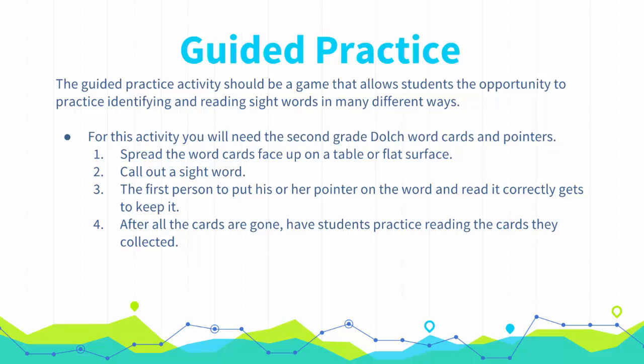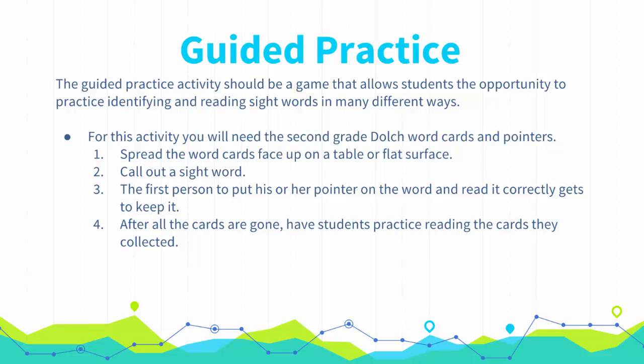For this activity, you will need pointers and the second grade Dolch words, either printed out or written on index cards. Spread the word cards face up on a table or flat surface. Give each student a pointer.